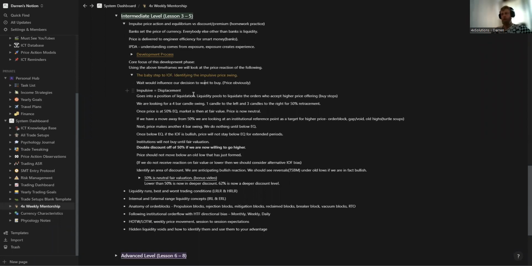Okay, so going on, we refer to this as the baby steps to order flow, meaning it's not actually the order flow, but in order for us to understand institutional order flow, this is one of the steps to get to that decision-making process. So we would wait for price to influence our decision whether we want to buy or to sell. I'm going to discuss buying scenarios specifically, but obviously sell scenarios are just the opposite.